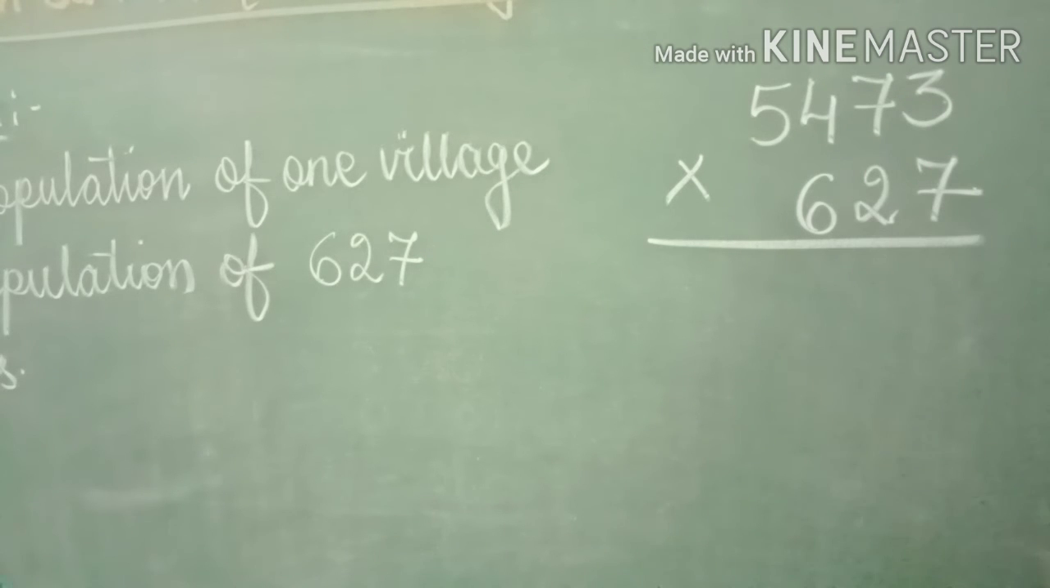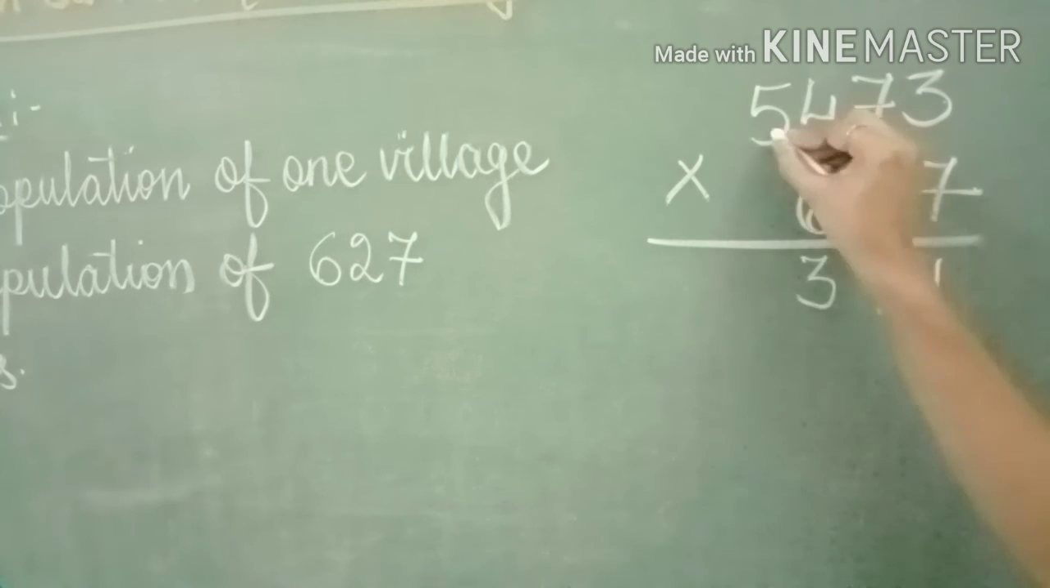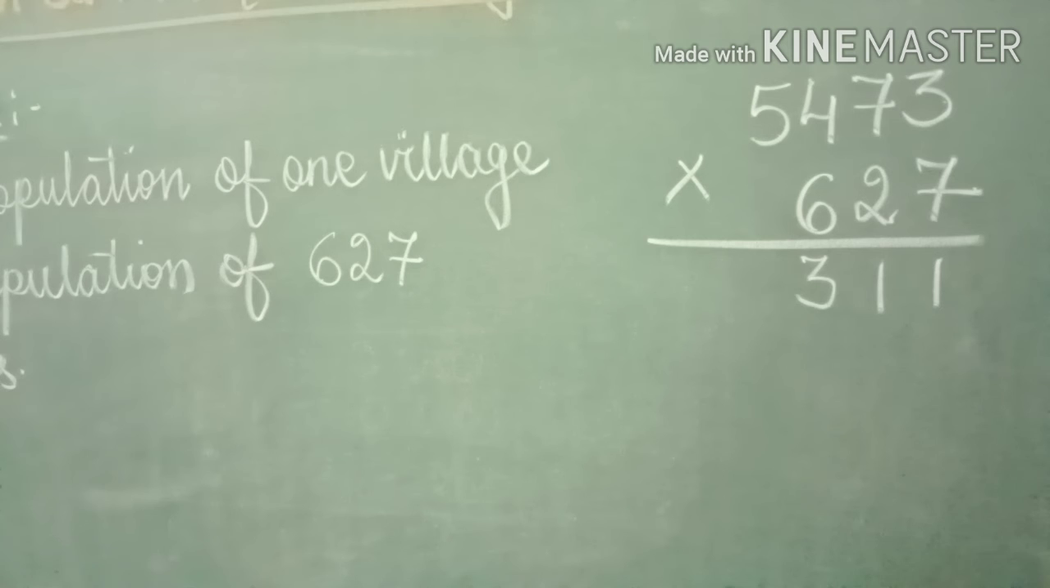7 3s are 21, 2 carried up, 1 written down. 7 7s are 49, 49 plus 2 becomes 51, 5 carried up, 1 written down. 7 4s are 28, 28 plus 5 is 33, so 3 written down and 3 carried up. 7 5s are 35, 35 plus 3 becomes 38. So we are going to write over here 38.